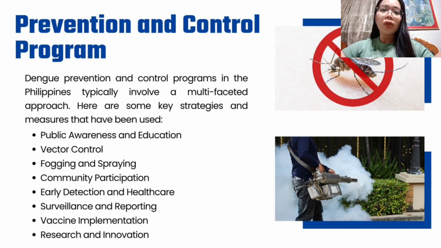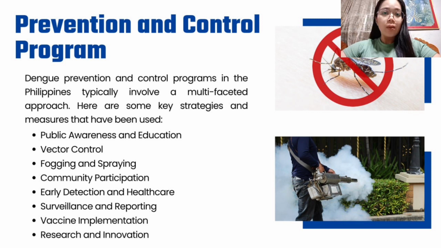Fourth, community participation. Engaging communities in the elimination of breeding sites and the use of protective measures like mosquito nets, long-sleeve clothing, and insect repellent. Fifth, early detection and healthcare. Improving healthcare infrastructure to provide timely diagnosis and treatment for dengue cases, especially severe cases, is crucial. Sixth, surveillance and reporting. Monitoring and reporting dengue cases to detect outbreaks early and respond effectively.